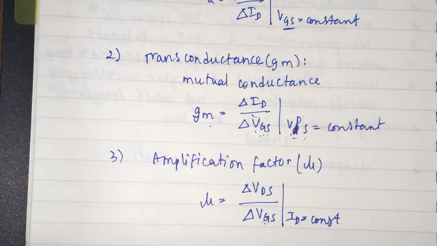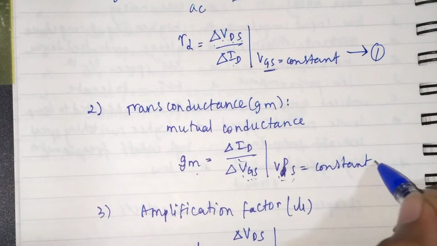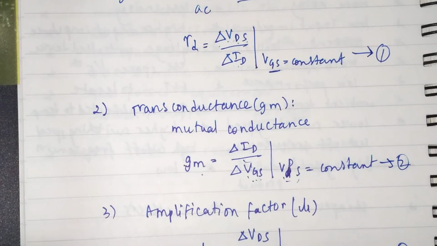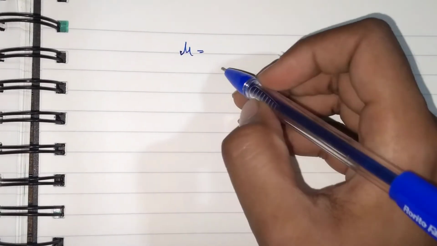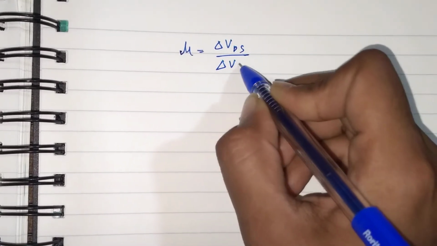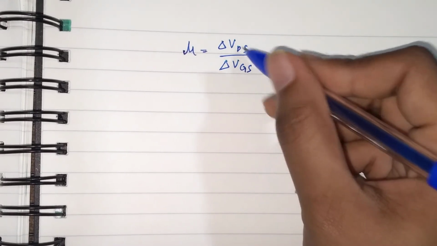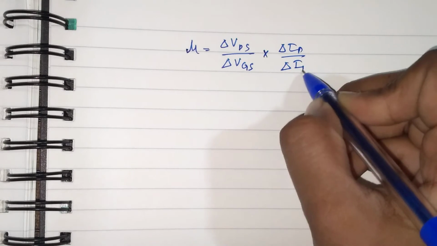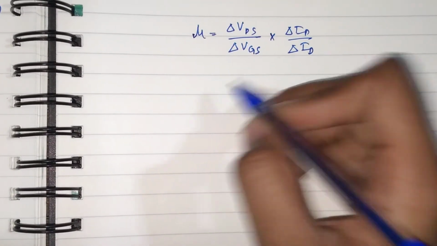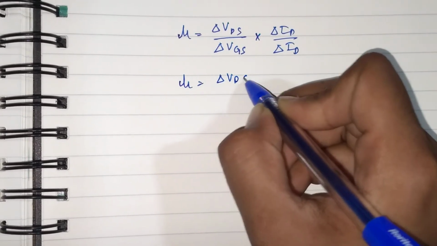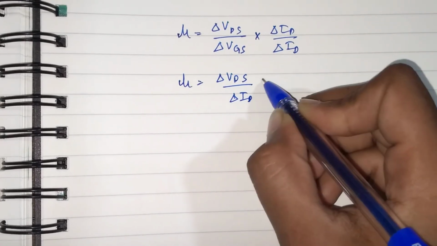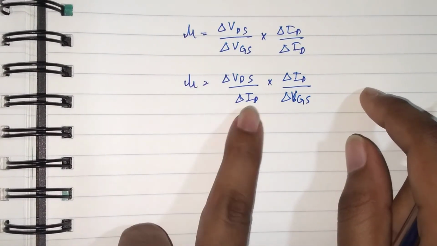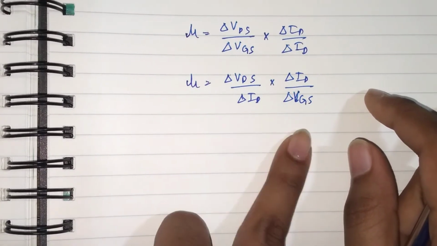So the next step will be, first let them be equations number 1, 2 and 3. So the relation between mu, GM and RD can be given by, firstly considering mu. We know that mu is equal to delta VDS by delta VGS, the ratio of change in drain source voltage to the gate to source voltage, right? So multiplying and dividing this with delta ID, the above equation can be written as mu is equal to delta VDS by delta ID into delta ID by delta VGS. We have delta ID and delta VGS in the denominator same, delta VDS and delta ID at the numerator same.